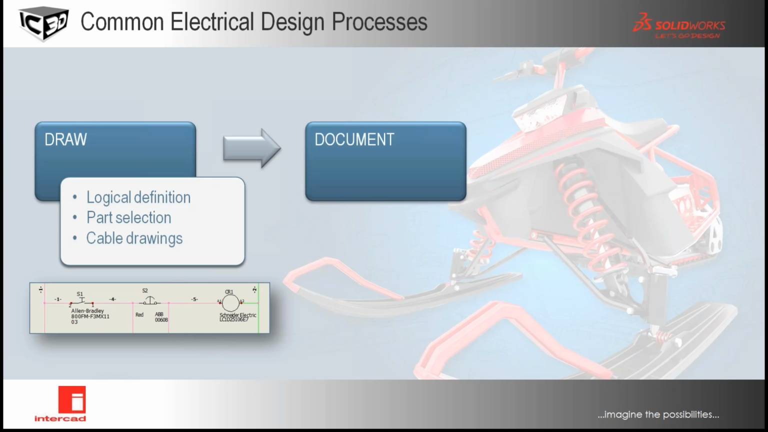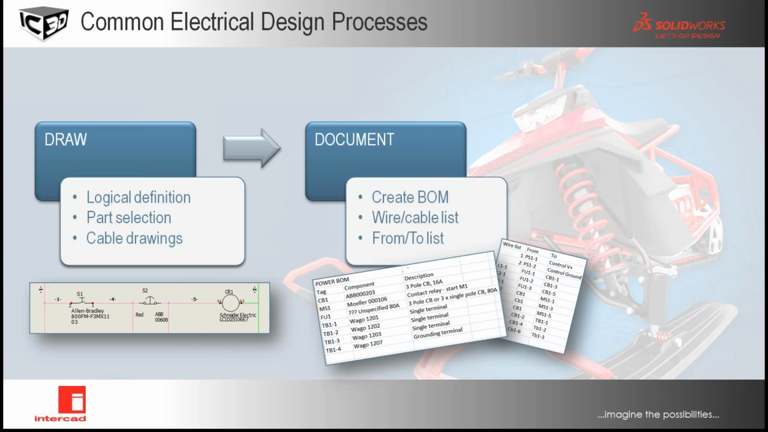Then you go into the documentation phase of the schematics, where you look at what's in your schematic so you can create a bill of materials out of it. Then you look at how many wires you've got and where they're going from and to, and you produce all the cable schedules based on that as well. Then you also possibly produce termination diagrams, and all these documents you've then manually prepared, either in an Excel spreadsheet or some other manual way.